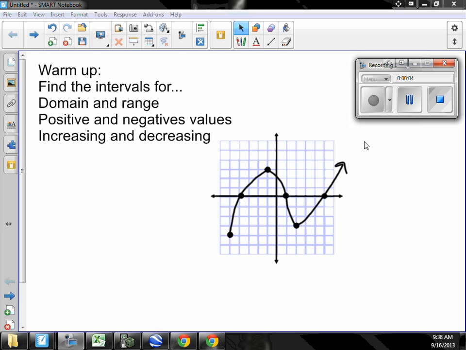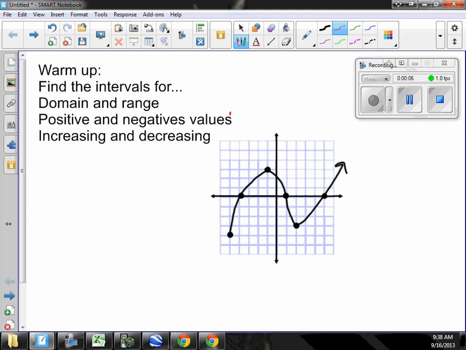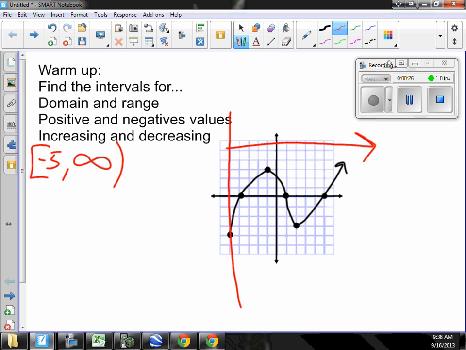The domain of this function is every x value from here over. So the lowest value is -5, and it goes all the way up to infinity. Do we include -5? Yes. -5 is part of the domain, and we can never include infinity because we can't get there.